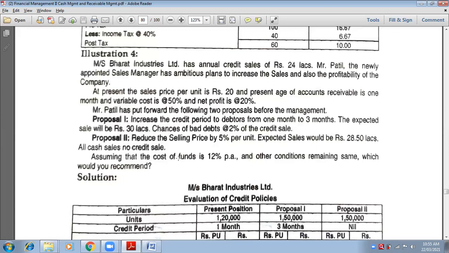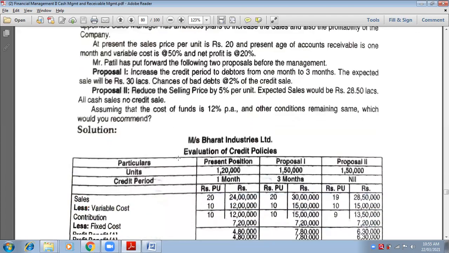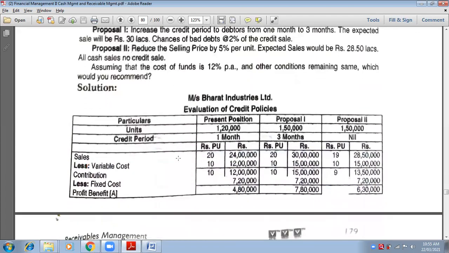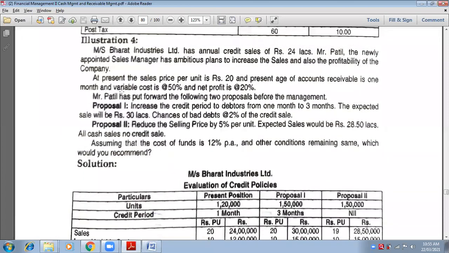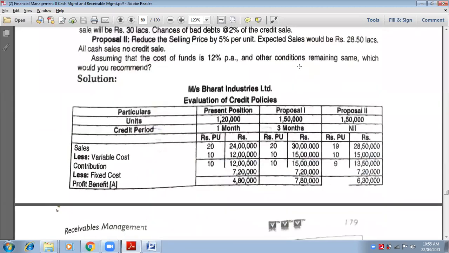So shall we start? How many columns will you make? There are two options and one present policy. So how many columns will you make? 4. Very good. Come on, quickly.